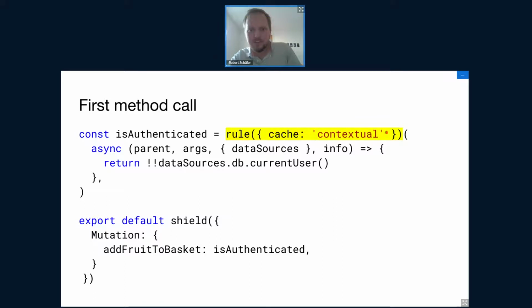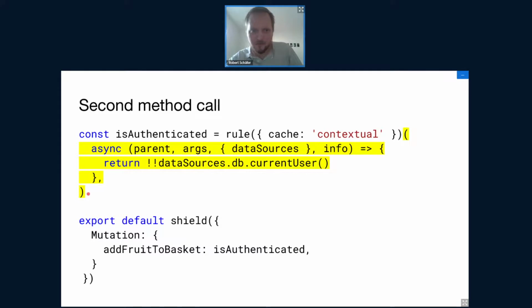So this is just setting up something. It's just telling GraphQL Shield, okay, the following rule can only be cached based on changes to the context. So if the context is the same, then I can take it from the cache and speed things up. So this is the first method call, and it is being called immediately because you have those parentheses here. And since you see that there's another parentheses, you can already see that whatever the return value is, this must be another function, because otherwise you couldn't call it with parentheses.